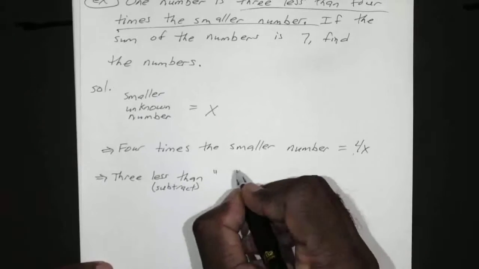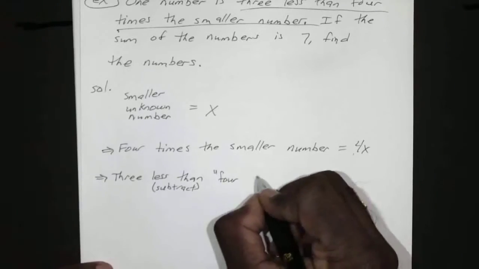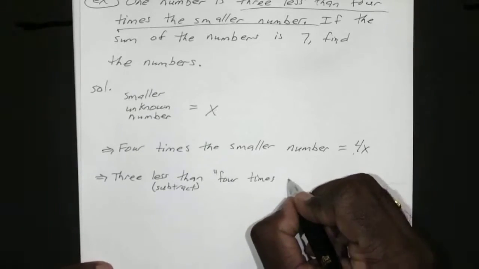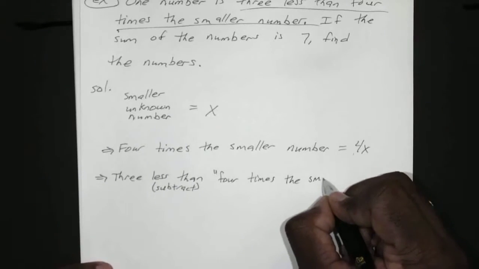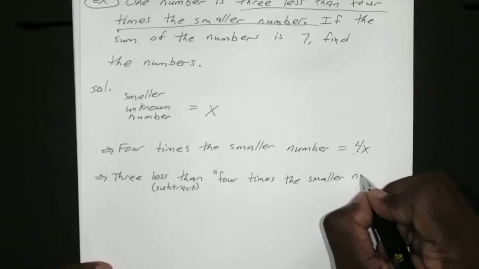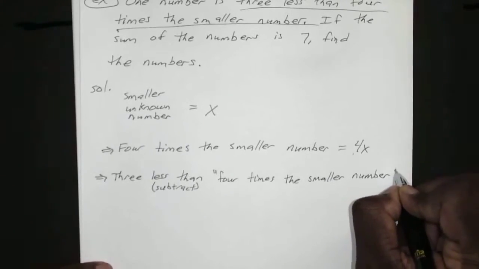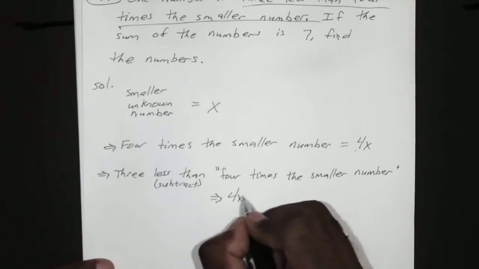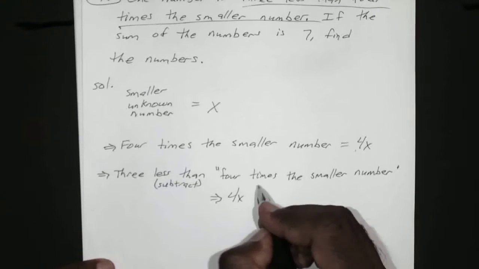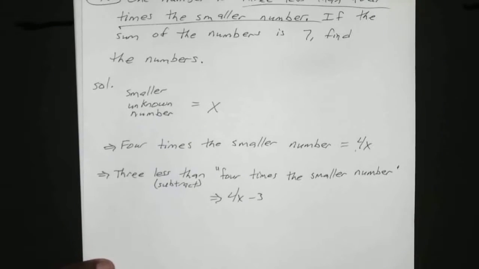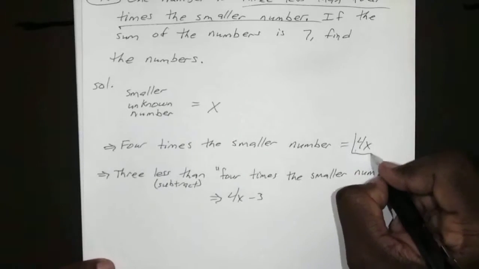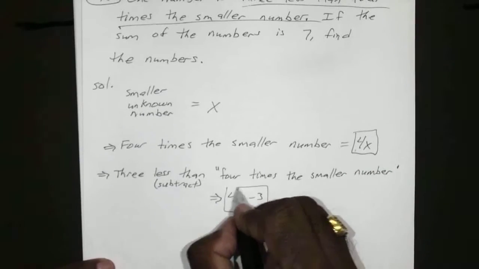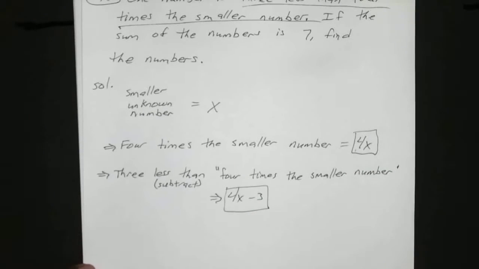Okay, so 3 less than 4 times this smaller number. And that just gives us 4 times a smaller number. 3 less than that is minus 3. Okay, so we have the two parts of our equation.